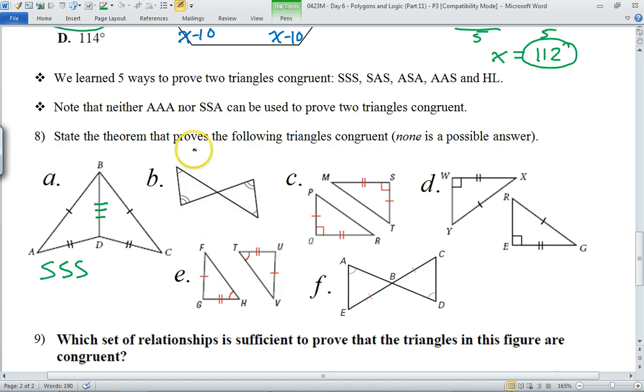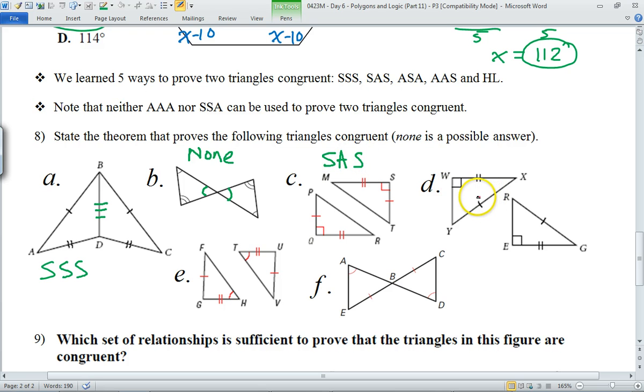What did you guys say for B? That's going to be none. There are no sides that we know are congruent. We know that this extra angle is congruent. That's all we could prove. But angle, angle, angle is not one of the ones that works. So that's a none. What about C? Side, angle, side.